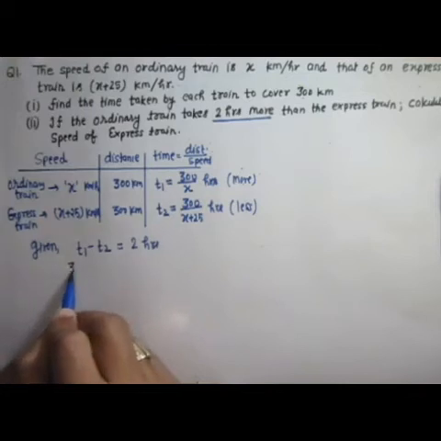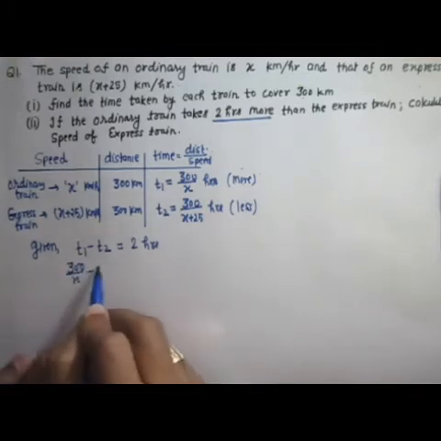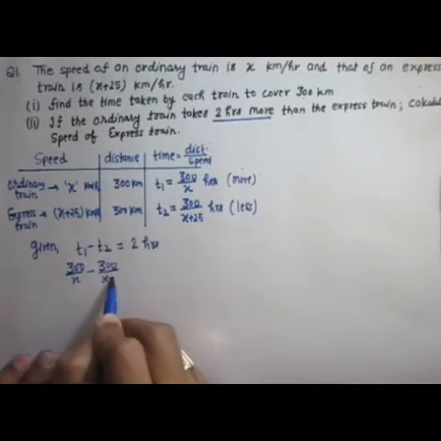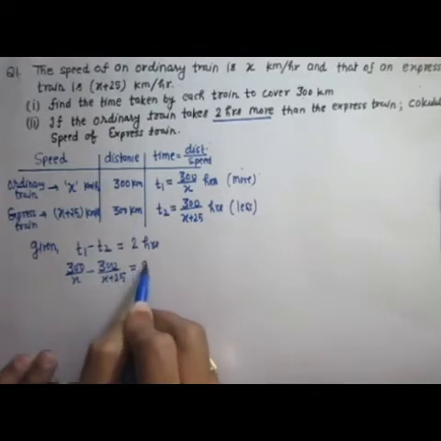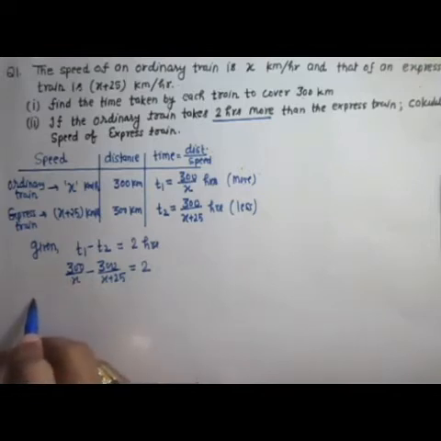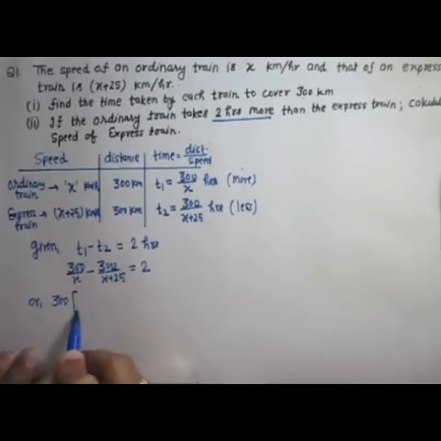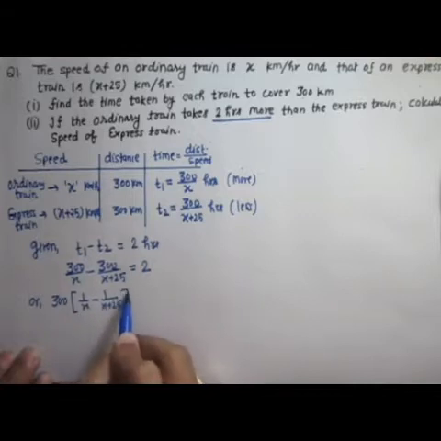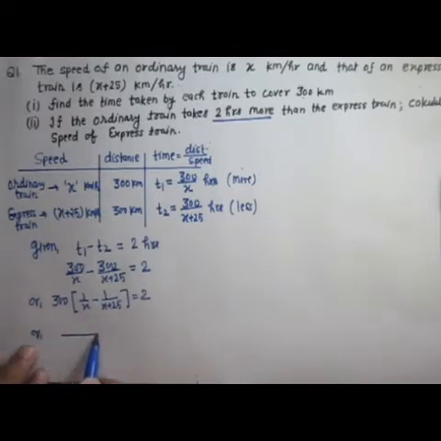So T1 is 300 by x, T2 is 300 by x plus 25, and the difference is 2 hours. This is the equation we have got. Now simplify this equation. Take 300 common. So in the bracket you will get 1 by x minus 1 by x plus 25 is equal to 2. Now shift this 300 to this side, so it will be 2 by 300. Here the LCM will be x into x plus 25, x plus 25 minus x.